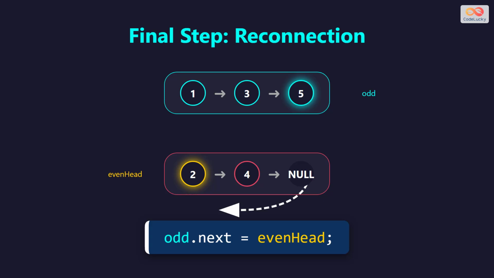Once the loop finishes, we have two separate chains. To form the final result, we simply take the last node of the odd list and point its next reference to the even head we saved at the beginning. This merges the two groups into a single list.